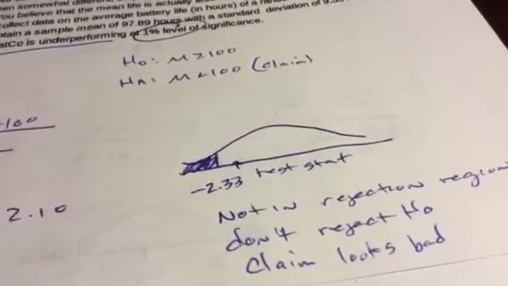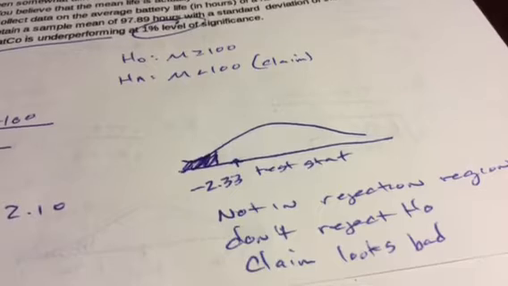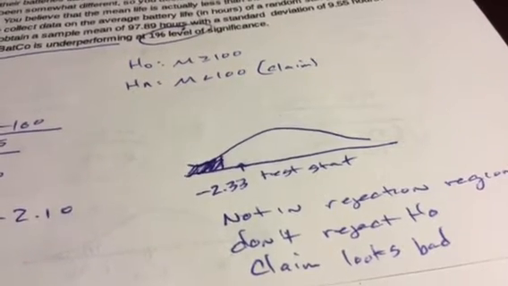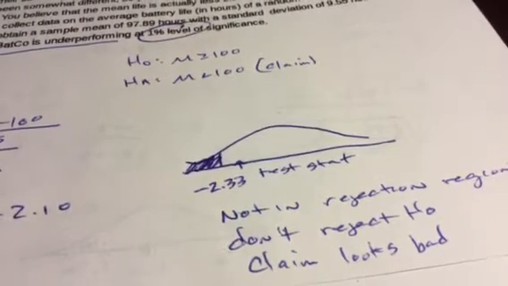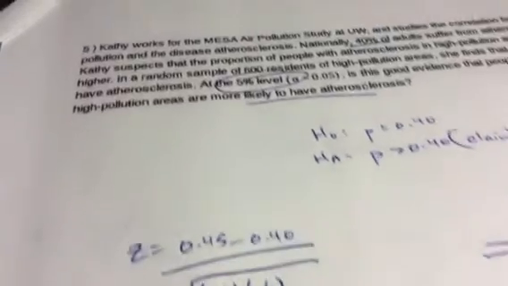That's very close. In fact, if alpha was 0.05, it would be in the rejection region, but you're using a 1% level of significance, so you fail to reject your null hypothesis.